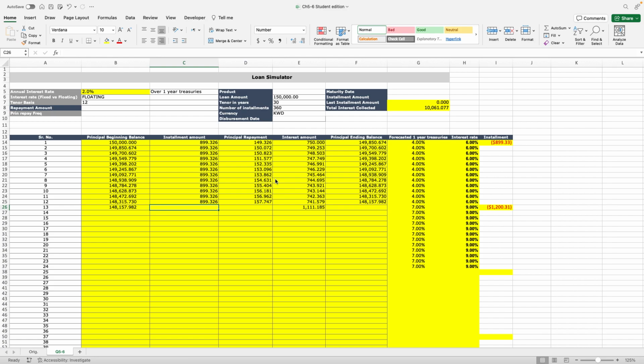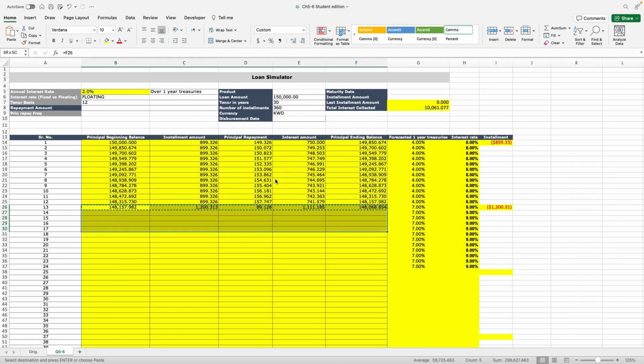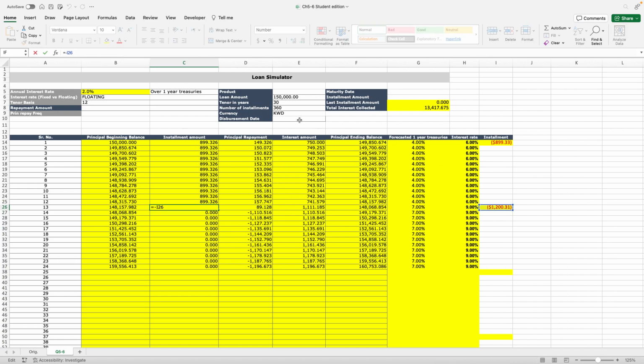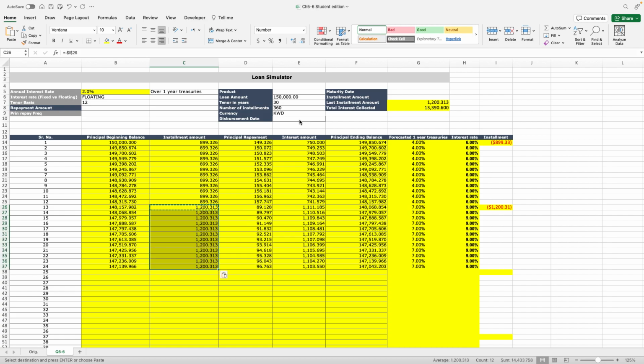You continue the same thing here, equals minus. This is my principal amount. Everything is done correctly. You just take this, you drag it along to the end, and let's just fix this again. Same mistake. And we're done. And you continue the same thing again.